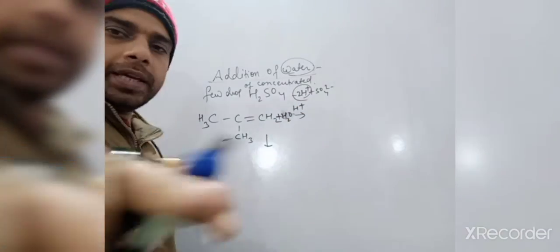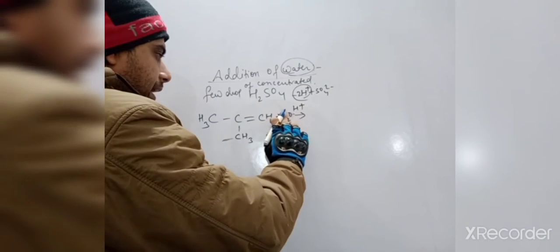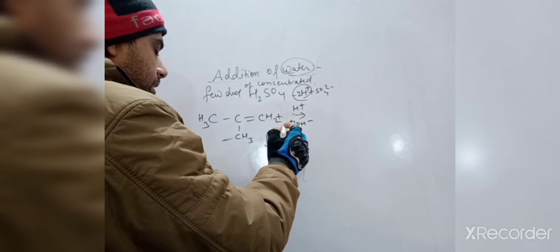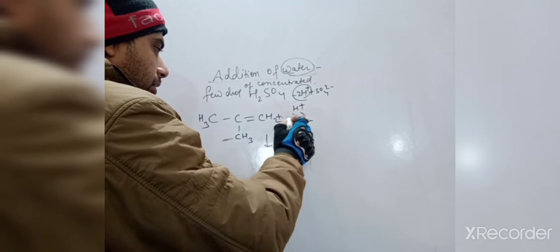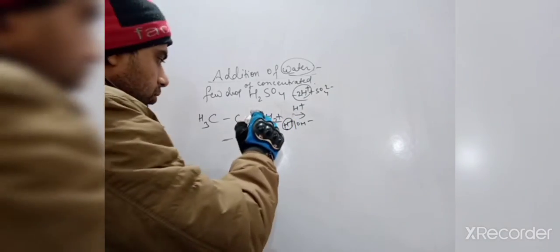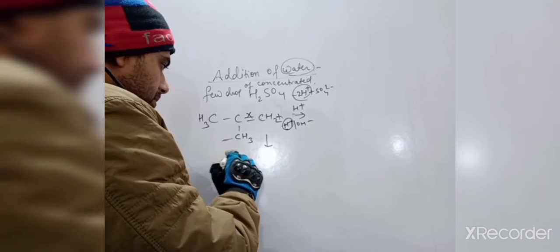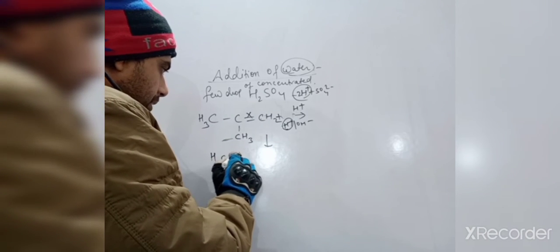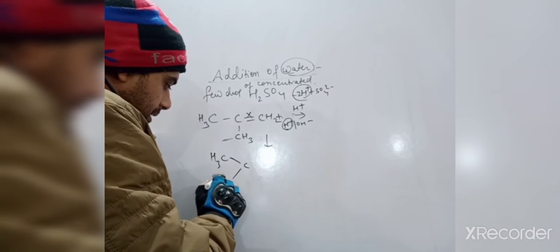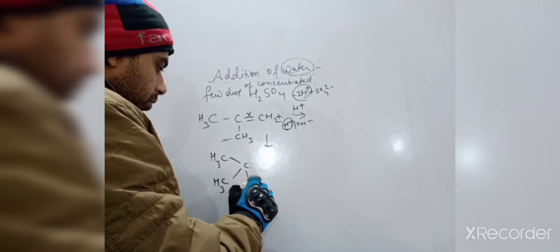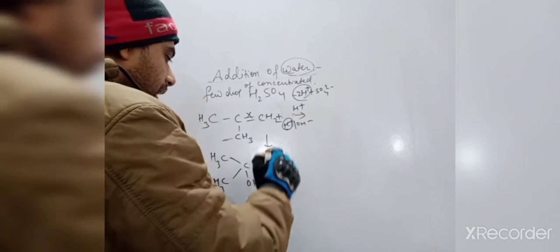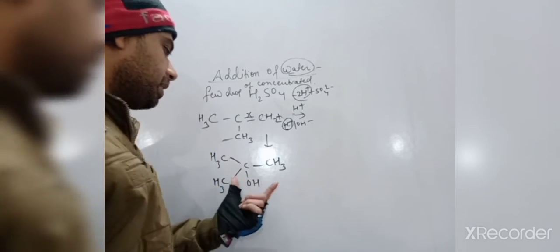What will it form? H2O can break into H plus and OH minus. This H plus will go and react at this position. What will it form? It will form CH3, because the double bond will break down. So it will form CH3, and I have added OH here. The alkene is symmetrical, so there is no issue, and one hydrogen will be added onto CH2, so it will give this product.